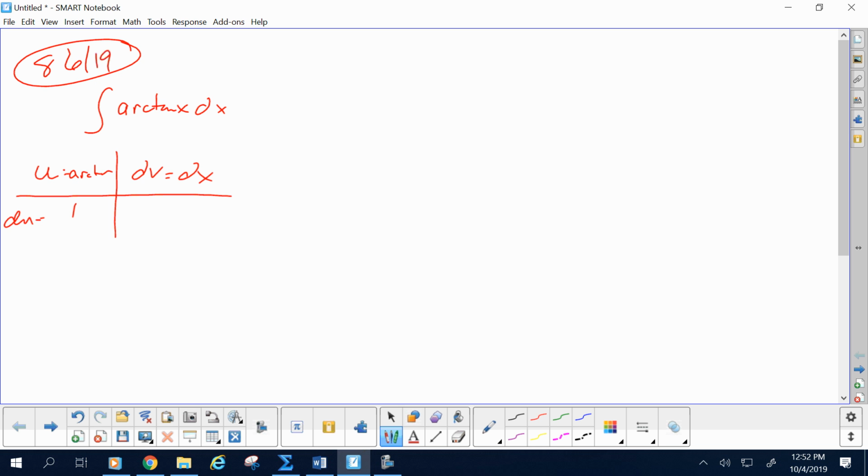Du is, what's the derivative of arctangent? 1 over 1 plus x squared dx, and the derivative, I should say differential, but the antiderivative of dx is x. All right, so by uv, I would get x arctangent of x. It's minus, not plus, and v du is x over 1 plus x squared dx. All right. What's the strategy for the new integral?